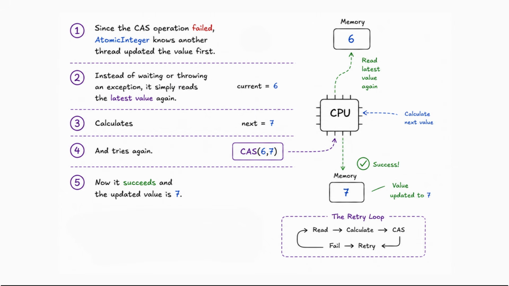Since the compare and set operation failed, atomic integer knows another thread updated the value first. So instead of waiting or throwing an exception, it simply reads the latest value again. So the current value is 6, the new value is 7, and it again tries the compare and set operation with the old value 6 and the new value 7, and now it succeeds and the updated value is 7. That retry loop is the secret behind atomic integer.